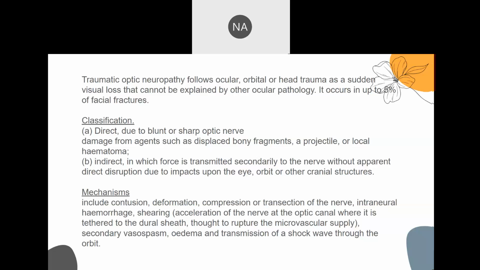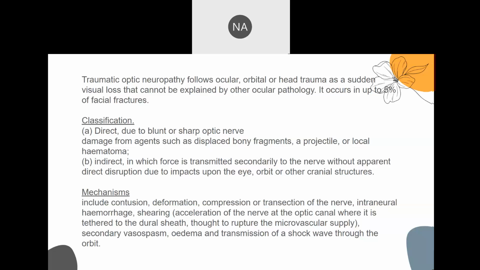So direct due to blunt or sharp optic nerve damage from agents such as displaced body fragment ataupun local hematoma, and then a projectile, and then secondly indirect, in which force is transmitted secondary to the nerve without apparent direct disruption due to impact upon the eyes, orbital or other corneal structures, which is indirect ni adalah commonly occur lah instead of direct.